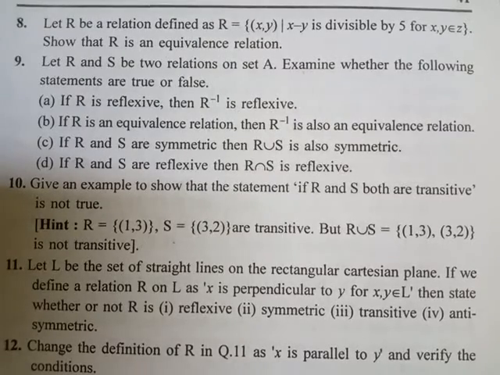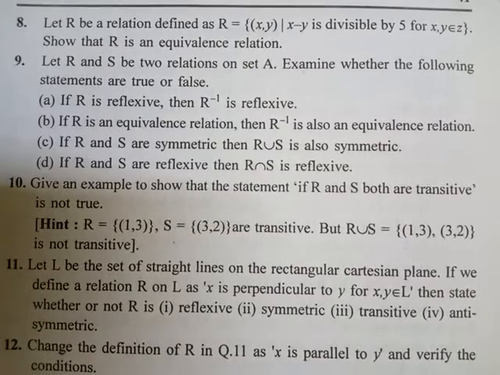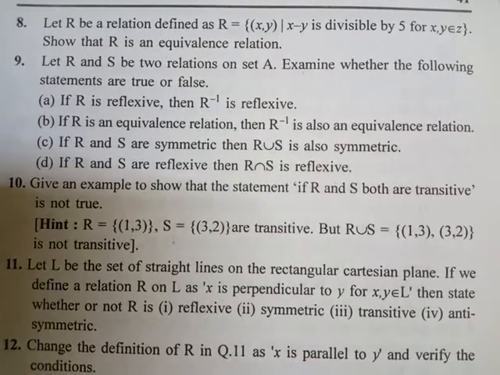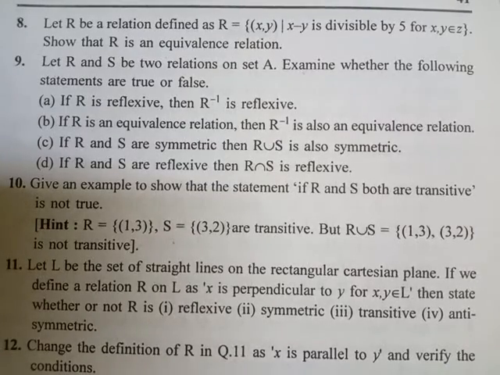If R and S are symmetric, then R union S is also symmetric. And if R and S are reflexive, then R intersection S is also reflexive. This question number 8 and 9 is quite important for the matric and for the board exam also. So let's have a look now how to solve this question number 9. It's quite different.